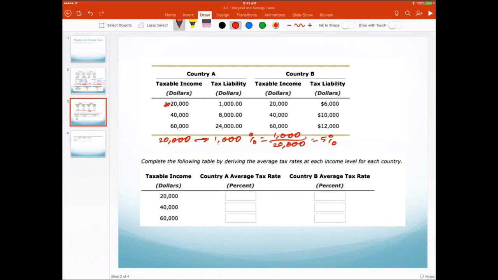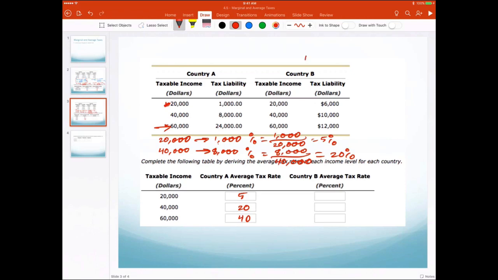Country A making 20,000. If you're making $40,000, you're paying a tax of 8,000. So then your percentage is 8,000 divided by 40,000, which is going to give you 20%. Okay. So you're going to put in 5 here. You're going to put in 20 here. And if you do the math for 60,000, you're going to divide 24,000 by 60,000, and you should essentially get 40%. Okay.